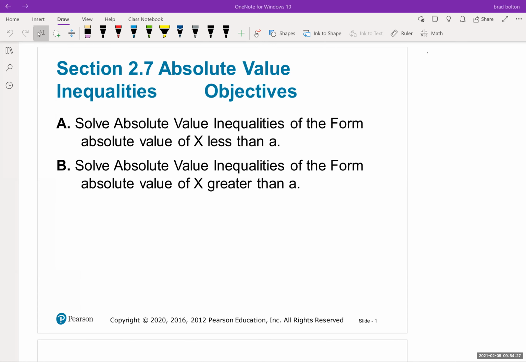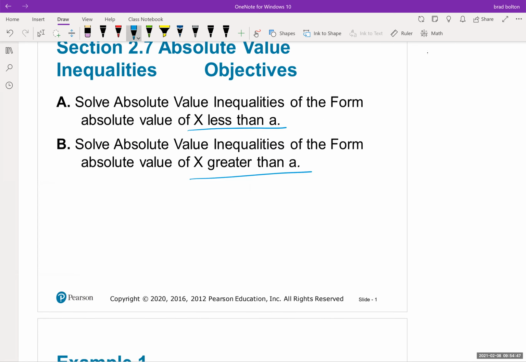Okay, you guys, so this is the next video for 2.7, very similar to 2.6 and kind of 2.5. This kind of combines both sections. So now we're going to do absolute value inequalities. So we're going to work with absolute values of inequalities of the form absolute value of x is less than a, okay? And then we're going to do the form absolute value of x is greater than a, okay? So let's take a look.